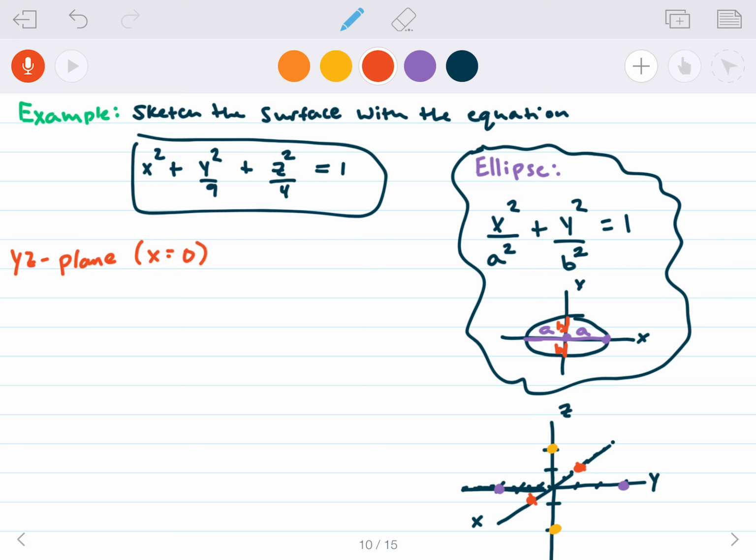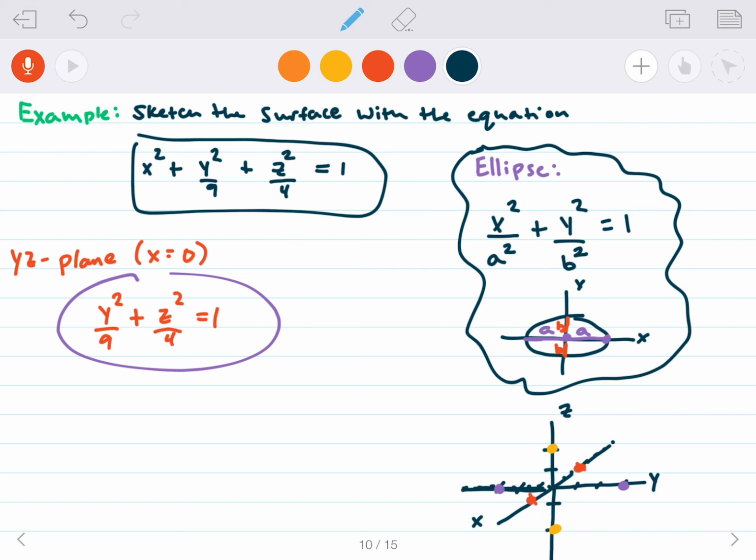Okay, so when x is 0, if I plug 0 into x in this equation, I get y squared over 9 plus z squared over 4 equals 1. And I can compare this to this equation and say, oh, well, that's going to be an ellipse in the YZ plane. So let's go ahead and graph that out. Let's see.